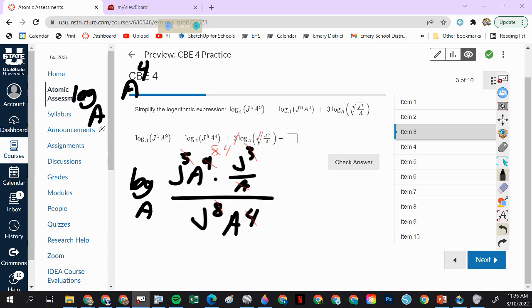But what can I do with that 4? Bring it out front. And then what is log base a of a? It's just 1. So the answer is 4. Okay, they'll all do something like that. If you get a big messy equation, you made a mistake.